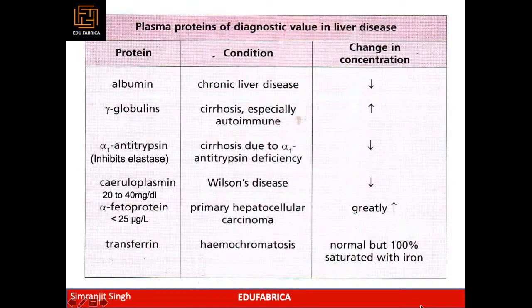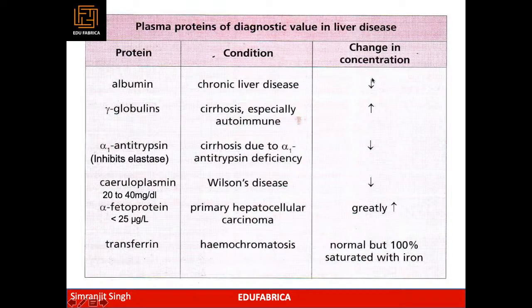So, plasma proteins of diagnostic value in liver diseases. You have proteins like albumin, gamma globulins, alpha-1 antitrypsin, ceruloplasmin, transferrin. The conditions in which these are measured are chronic liver diseases, cirrhosis, especially autoimmune, and cirrhosis due to alpha-1 antitrypsin deficiency, then Wilson disease, primary hepatocellular carcinoma, and hemochromatosis. So these are changes in concentration.